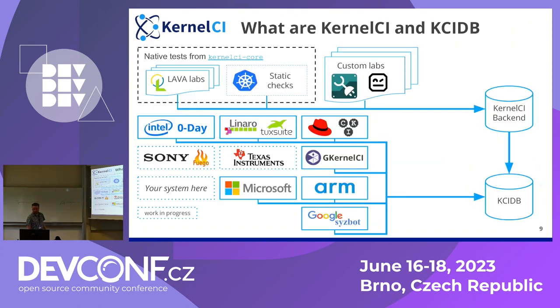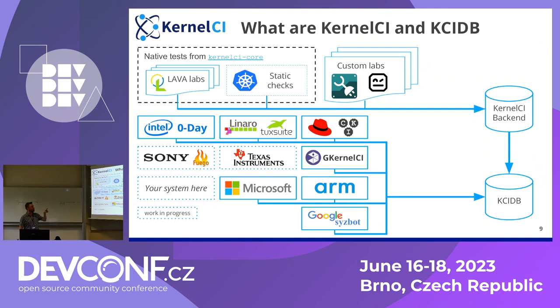Kernel CI is the Linux Foundation project that aims to be the Kernel CI for the Linux kernel. But in a big part, they are a CI system themselves. So they check out kernels, build them, test them. They have hardware, and they use hardware provided by third parties connected to one central system. So they have the dashboard and their own reports.